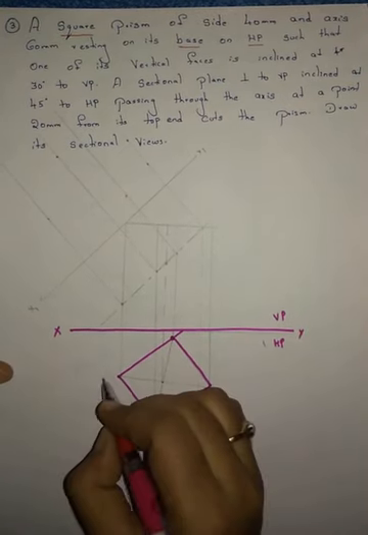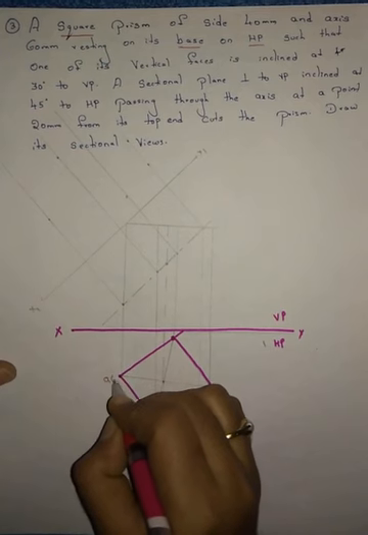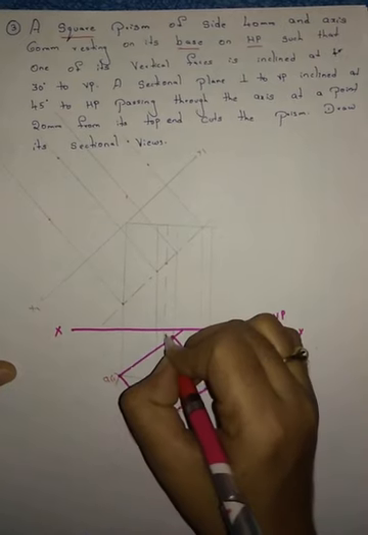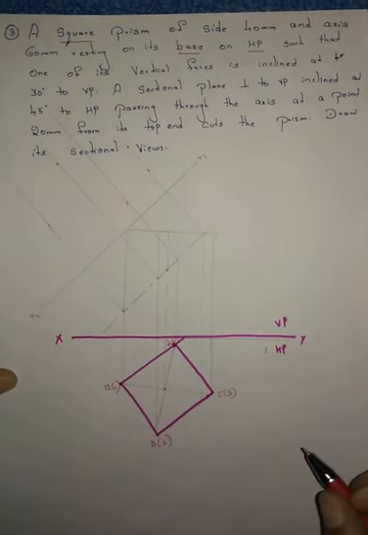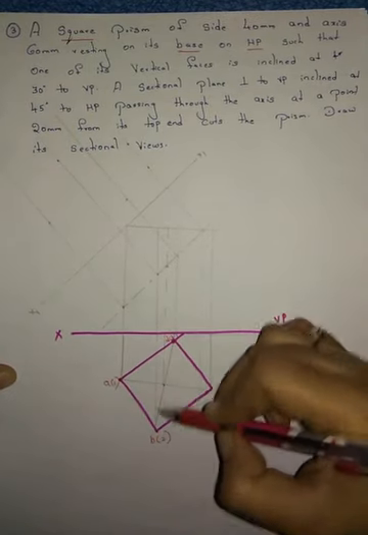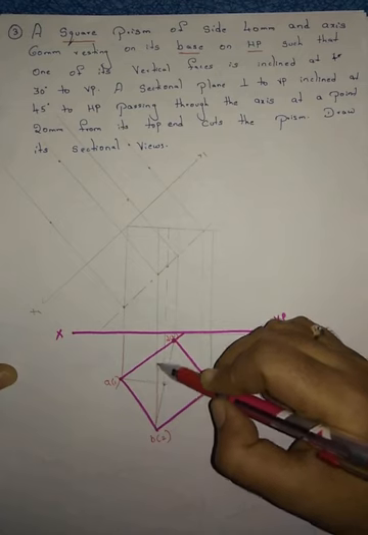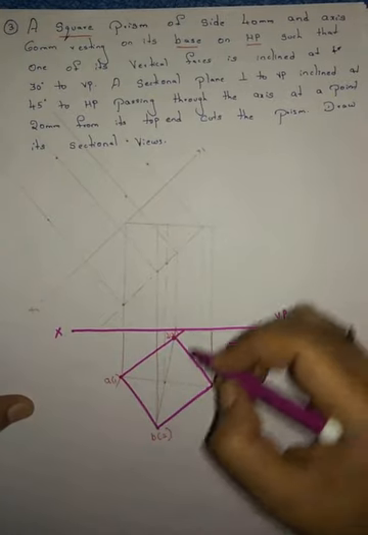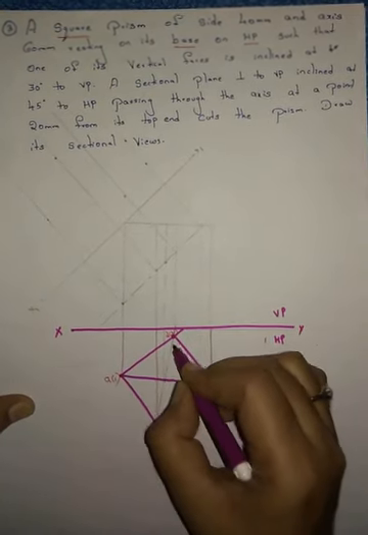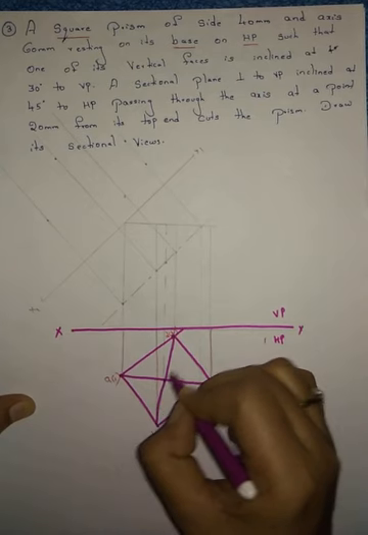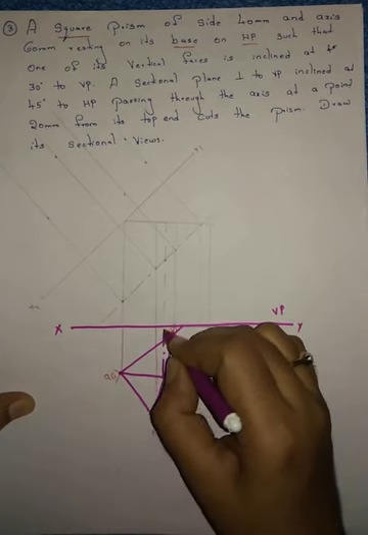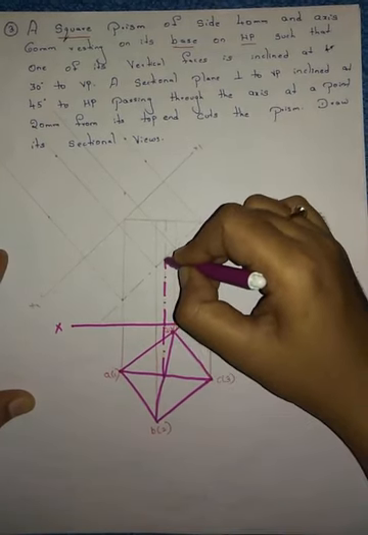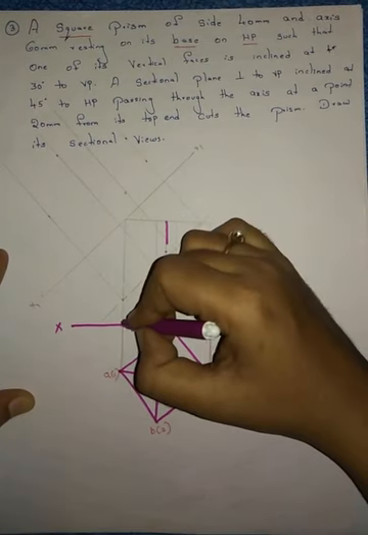After constructing this square, name it as a1, b2, c3, and this is d4. After that, project A, B, C and D to the reference line. Next, mark the midpoint of the square. From the midpoint draw the axis line. Now from here how much is the height? 60 mm. From here take 60 mm. Construct this prism.